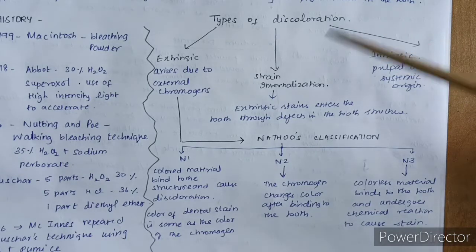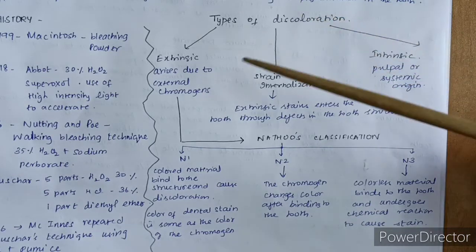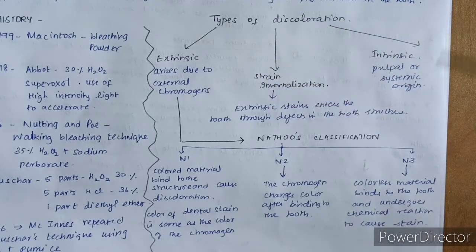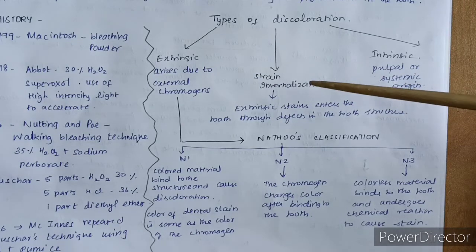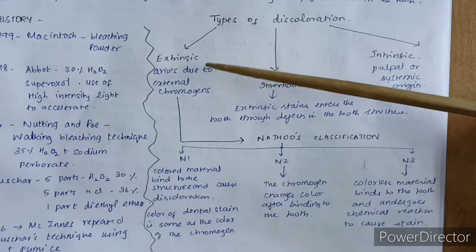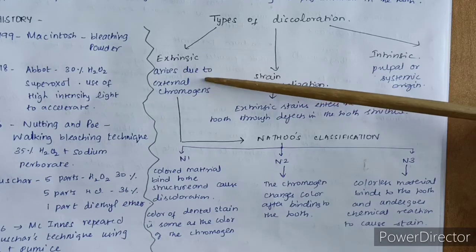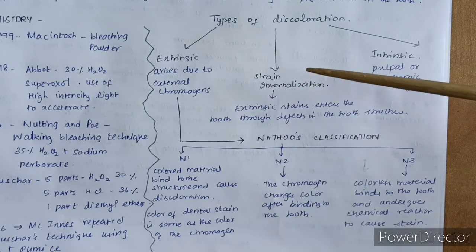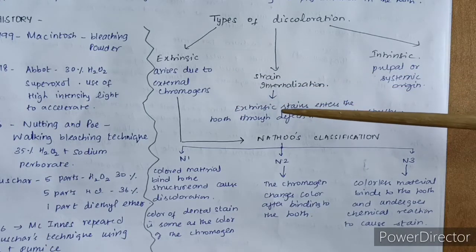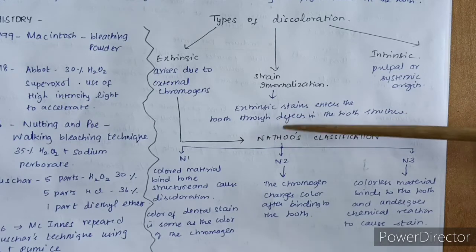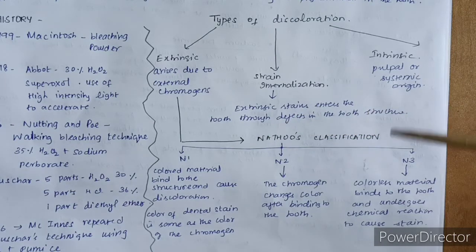Now, what are the different types of discoloration? Discoloration may be because of extrinsic sources or intrinsic sources, or maybe because of stain internalization. Extrinsic sources may be from diet, foods like tea and coffee, because of external chromogens. Stain internalization is when extrinsic stain enters the tooth through defects of the tooth structure. Intrinsic stain may be because of pulpal or systemic agents.